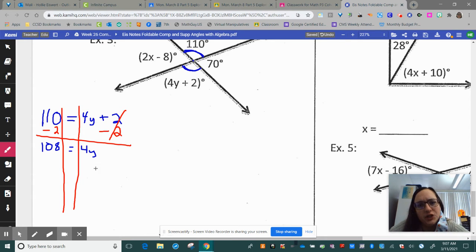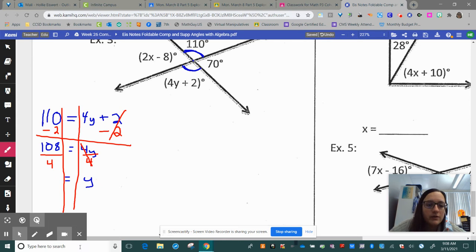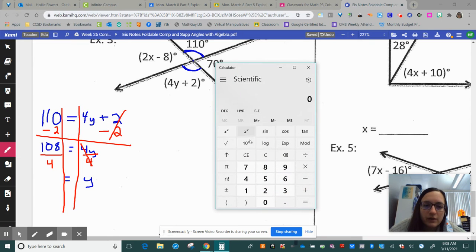From there, since that 4 is being multiplied by y, we have to do the opposite of multiplication, division. So we're going to divide both sides by the number with our variable. The 4 is with our variable, so we divide by 4. Whatever we do to one side, we do to the other. That way, the 4's are gone. We are left with y equals, and then we might want a calculator for this. You can pull out your little blue. So here's my calculator for this. If I type in 108 divided by 4, I get 27, the answer for y.